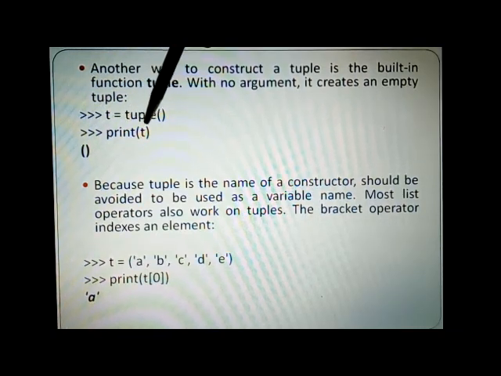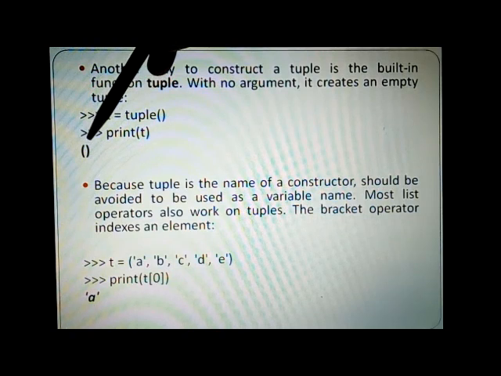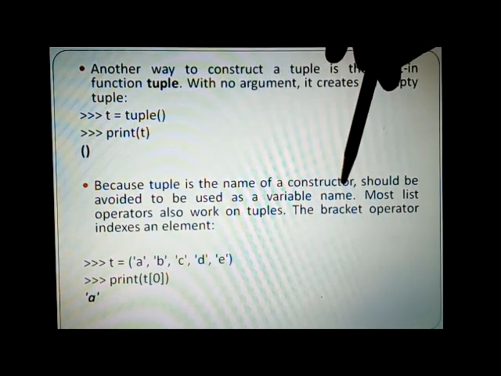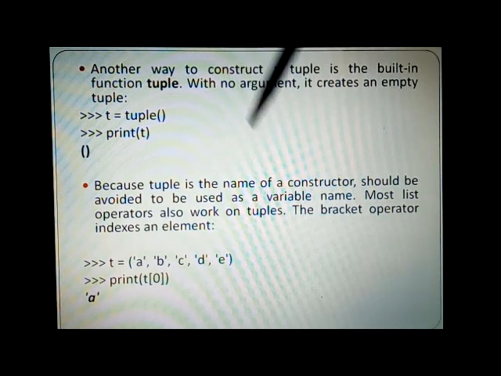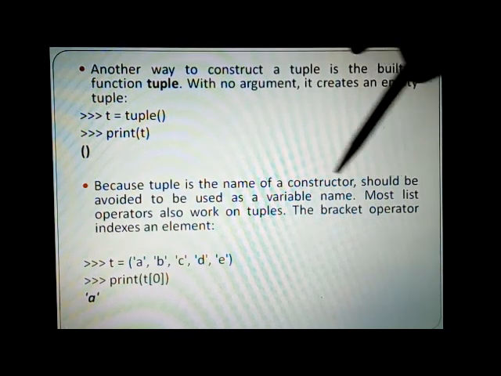And whenever I say print t, since it is an empty tuple, I have nothing in the tuple, so it will show me angle brackets with nothing inside. Now this is clear, that we cannot use it as a variable. That is the meaning of this, because it's a constructor. Constructor is a concept from object oriented programming, so that is a future topic.